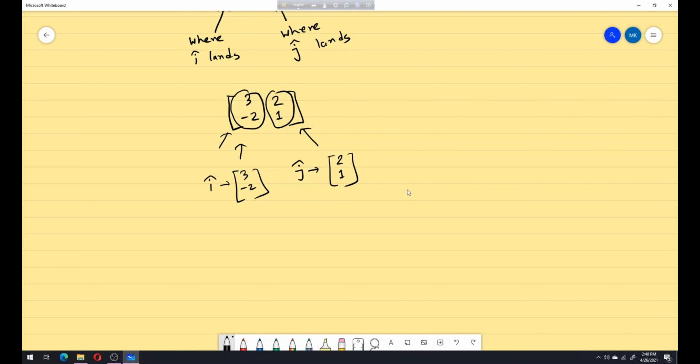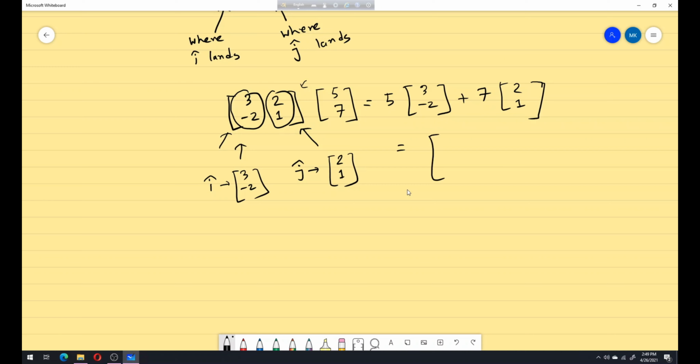Okay, so let's say you have a matrix like this, and you want to know, after the transformation through this matrix, where this vector 5, 7 would land. So what you need to do is take the coordinates and multiply with the columns of the matrix. 3, minus 2 plus 7, 2, minus 1. So the transformed vector would be this, right?